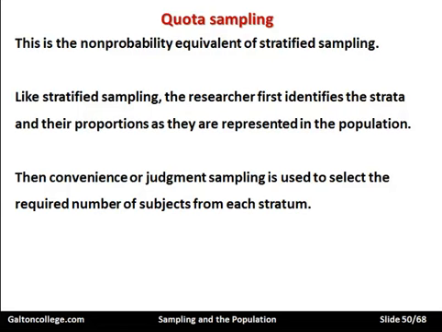When convenience and judgment sampling is used to select the required number of subjects from each stratum, when the convenience or judgment sampling is done from within each stratum, the overall picture can emerge. So what quota sampling is doing is breaking up the population into different strata and then taking a quota, taking a number out of each one.